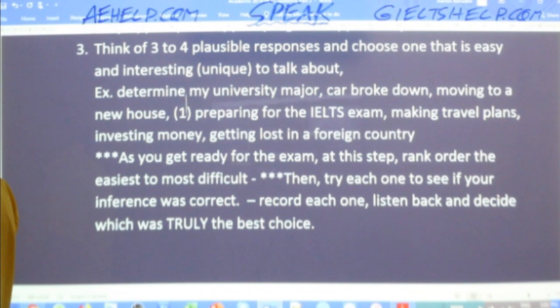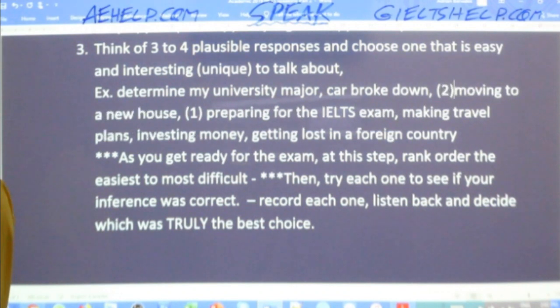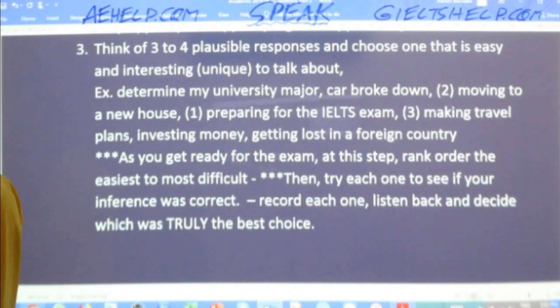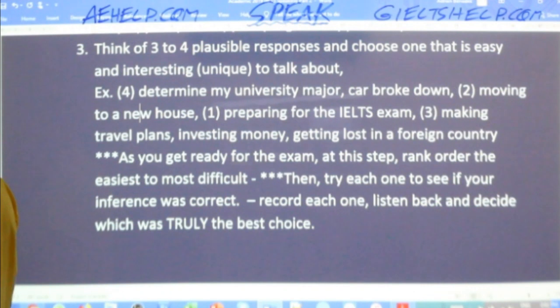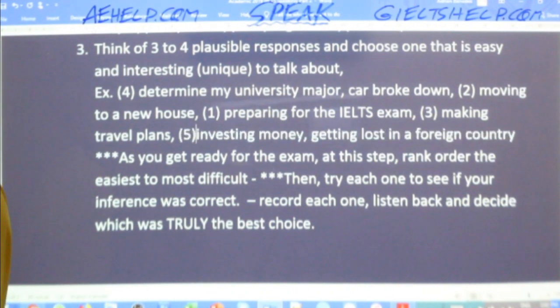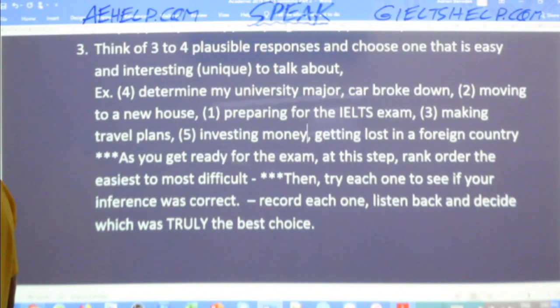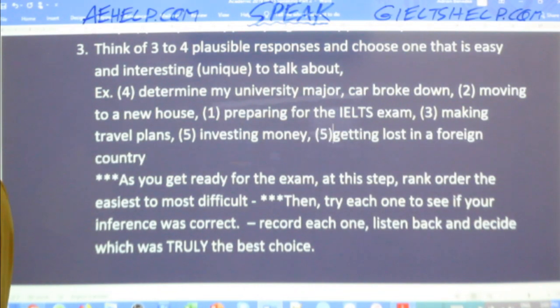Okay. I would agree with Roshni that moving to a new house would be number 2. This would be my inference, I might not be right though. I would say making travel plans would be number 3. Then determining a university major. Then investing money. Or getting lost in a foreign country.